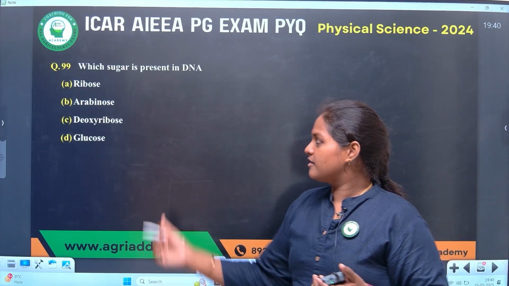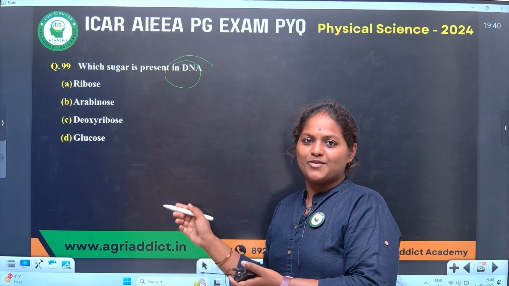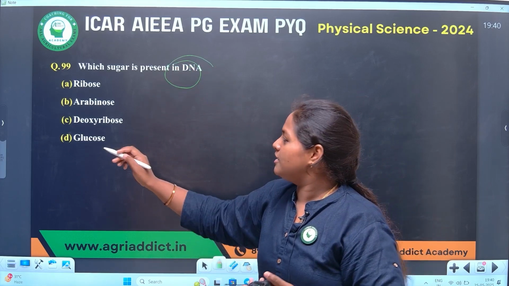Question number 99, very easy question. Which sugar is present in DNA? If you know the full form of DNA, you can answer this. Deoxyribose.